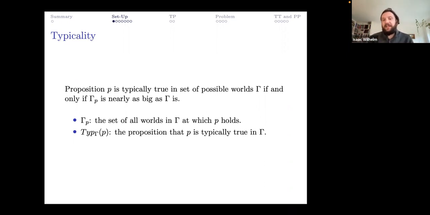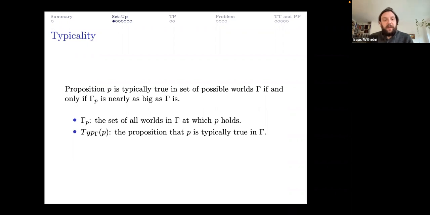And what's meant by nearly as big as, there are many different ways to precisify that, using measures, using cardinalities, using semi-measures. There's a lot of options, but the intuitive idea is always the same. You have some way of quantifying size, and what it is for a proposition to be typically true in a set of possible worlds is for your size-quantifying thing to say that the set of possibilities where P is true is about as big as the background set gamma is.